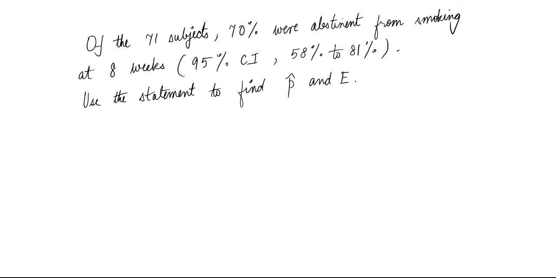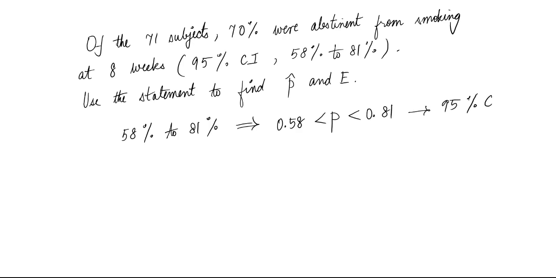All right, so now we have to kind of use the information and build what we have. What we have, though, as given information, is the interval is 58% to 81%. So let me write that out here. 58% to 81% implies that your P, the population proportion that you're really interested in, is between 0.58 and 0.81. Please write your percentage in decimals. Okay, that's coming from the question, and this was at 95% confidence level interval.